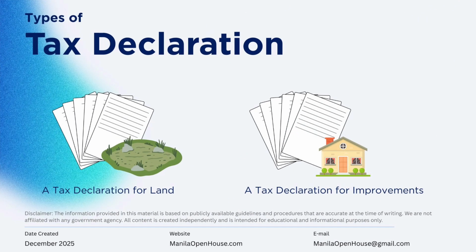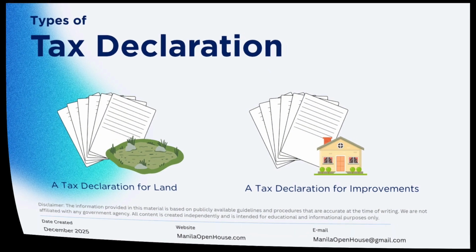Types of tax declaration. There are two main types of tax declarations. The first is the tax declaration for land, which lists information about the land itself. The second is the tax declaration for improvements, which refers to structures built on the land such as houses, buildings, or townhouses. A complete property will always have both a tax declaration for the land and another for the improvements.